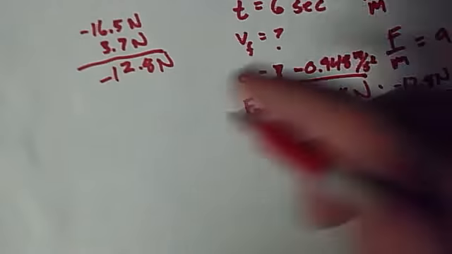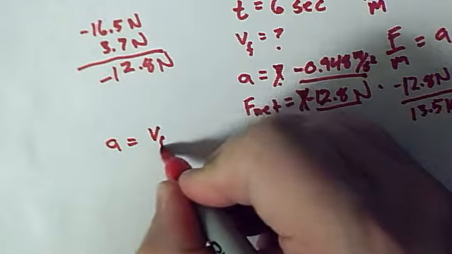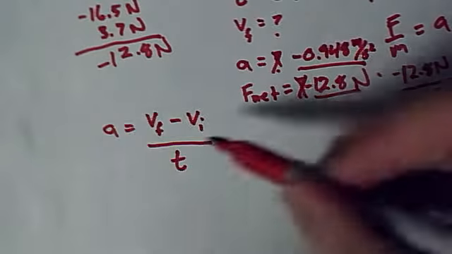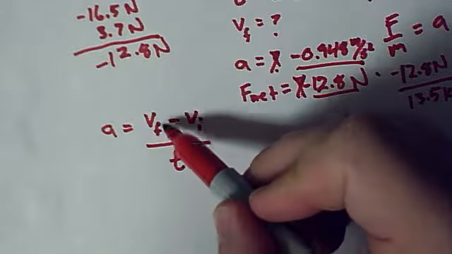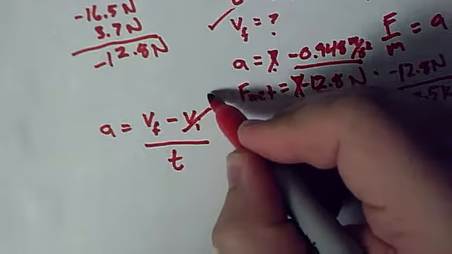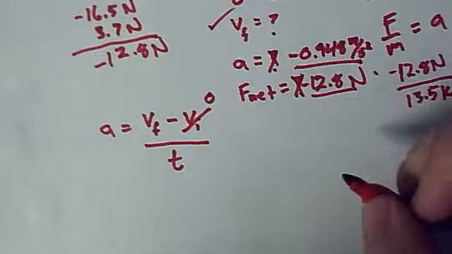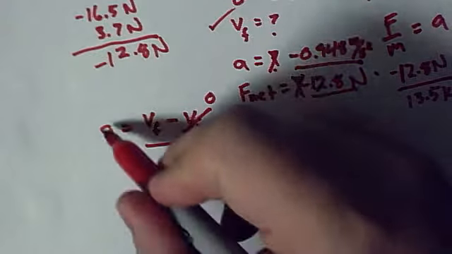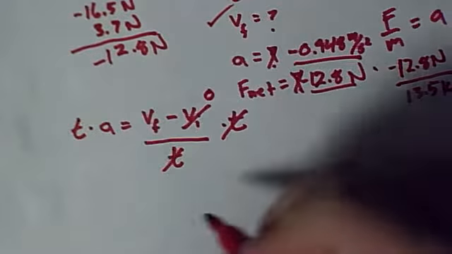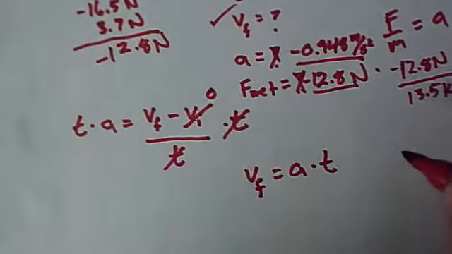We know that we have this equation: acceleration equals Vf minus Vi divided by t. Well, I know Vi, but I do not know Vf, that's what I'm looking for. I do know Vi, it's 0 because it's at rest, and I know time is 6 seconds, and I know acceleration. So I'm going to solve for Vf by multiplying both sides by t. The t's cancel, and so my final velocity is my acceleration times my time.